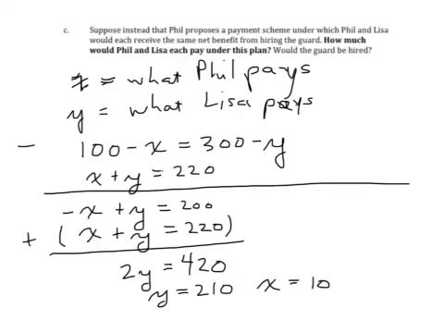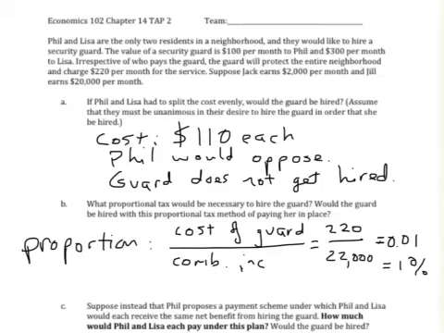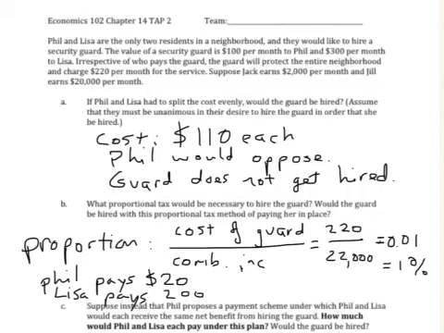Before I finish, I realized I didn't take part B all the way home. Let me go back to part B. So they each pay 1% of income. That means Phil pays 20. Lisa, she earns $20,000 a month. She pays $200, and then the guard gets hired again under this rational model assumption.